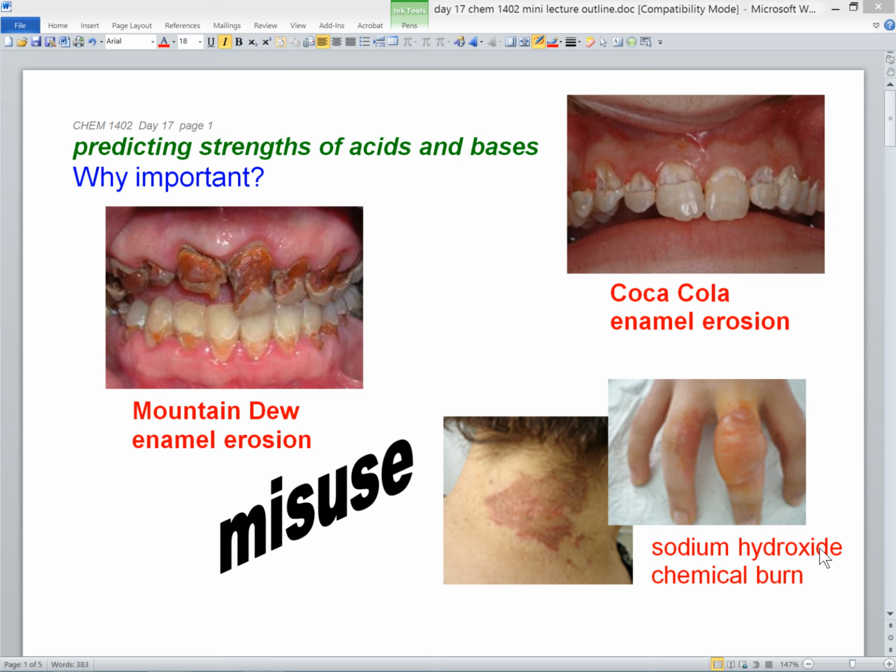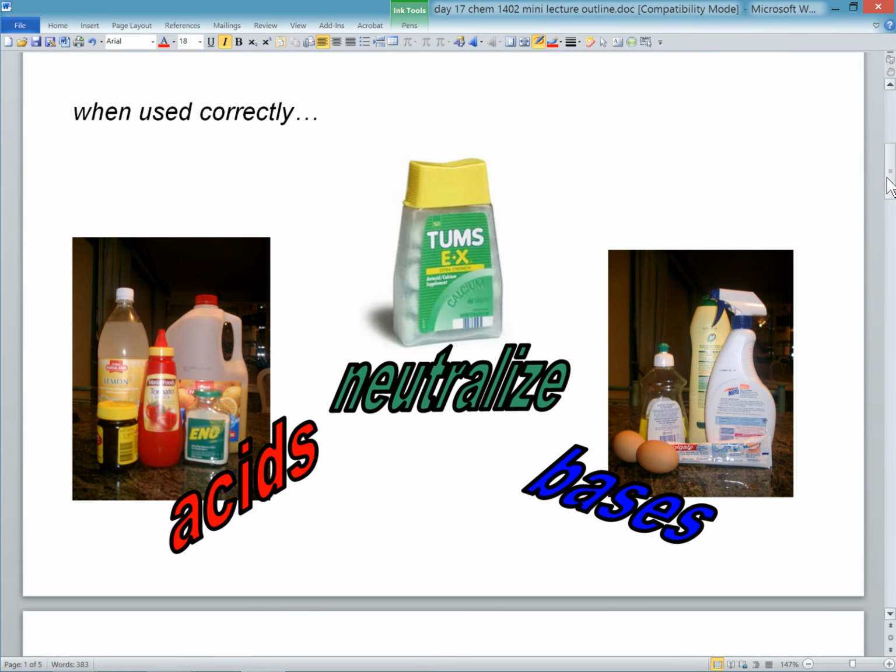What's the acid in there that's doing the damage? Well, there's several acids, but anybody know? There's carbonic acid, dissolved carbon dioxide. There's phosphoric acid. There's probably some benzoic acid. There's a number of acids in there. So you can abuse really anything, but if you do what you're supposed to do, these products can really help life instead of hinder it, and make life a little better.